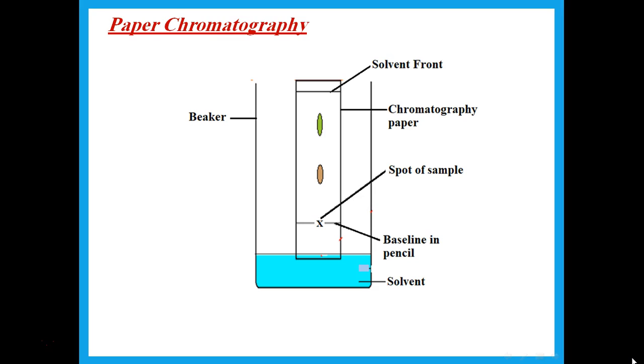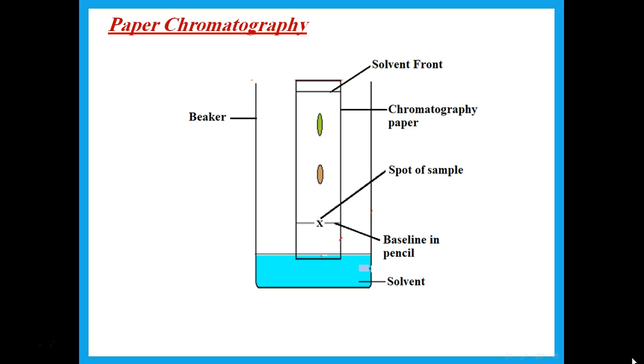We draw a baseline in pencil near the bottom of this rectangle. And this baseline has to be drawn in pencil. Why is it drawn in pencil? It's drawn in pencil because pencil is made of graphite, and graphite is something that does not dissolve in the solvent. So it will not dissolve in the solvent and affect the experiment. So remember that the baseline is drawn in pencil because it doesn't dissolve in the solvent.